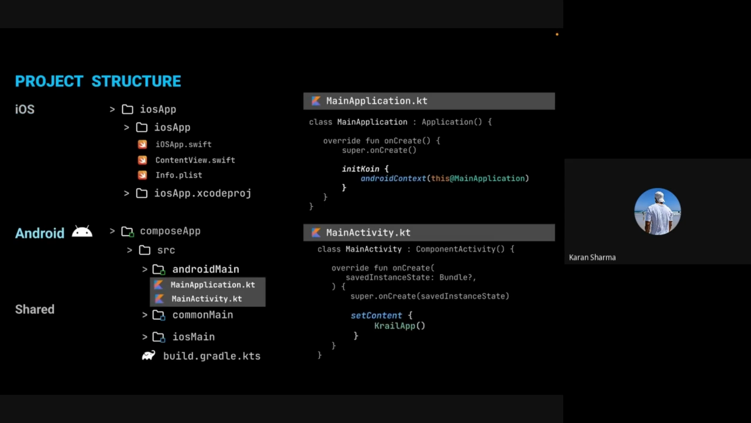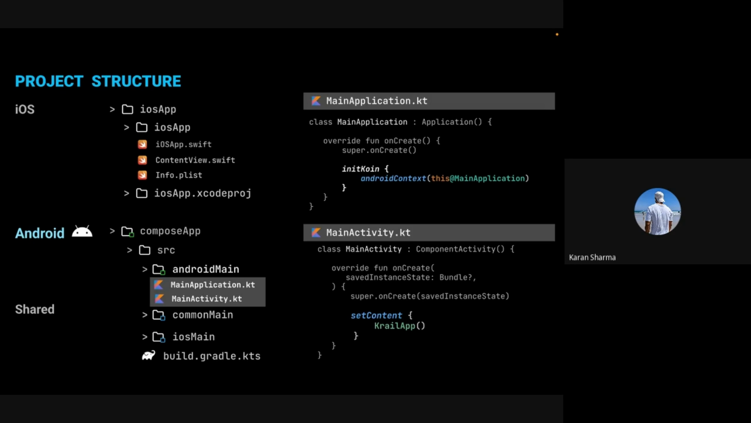And inside the Android application, for Android developers, it might be very familiar. We have the main application where we initialize Koin, the dependency injection framework, and it needs the Android context, which is only available on Android. So we do that. And inside the main activity, we set the content as Krail app.